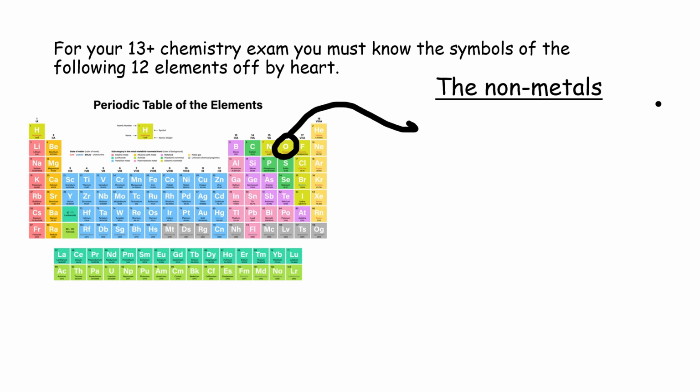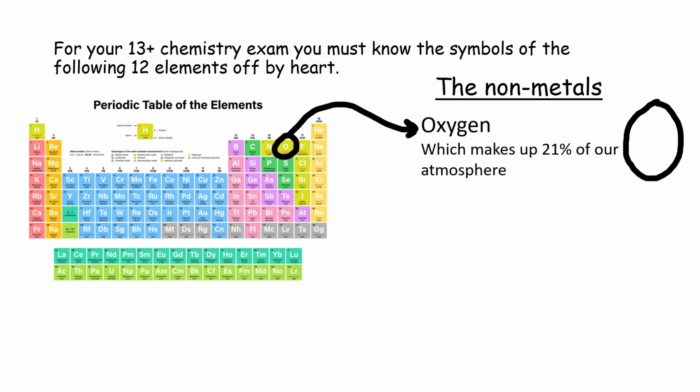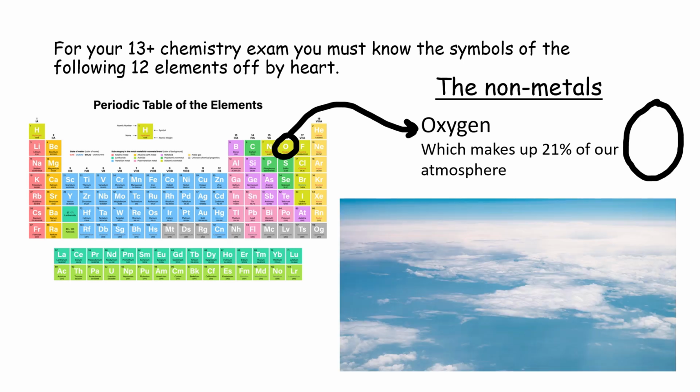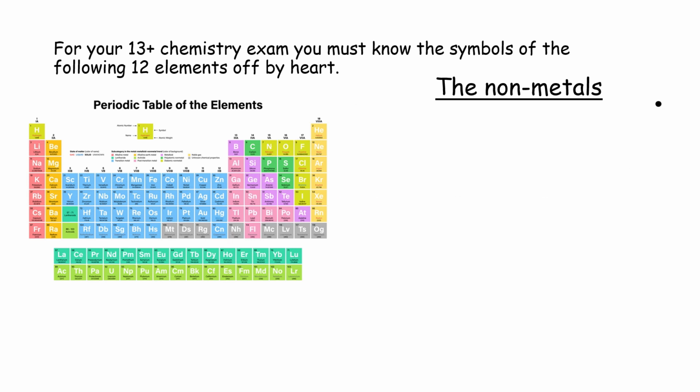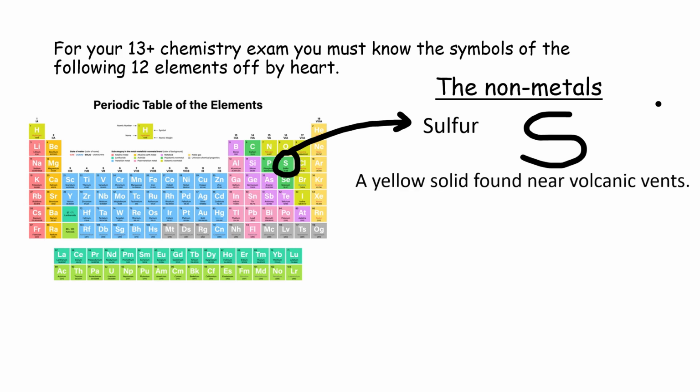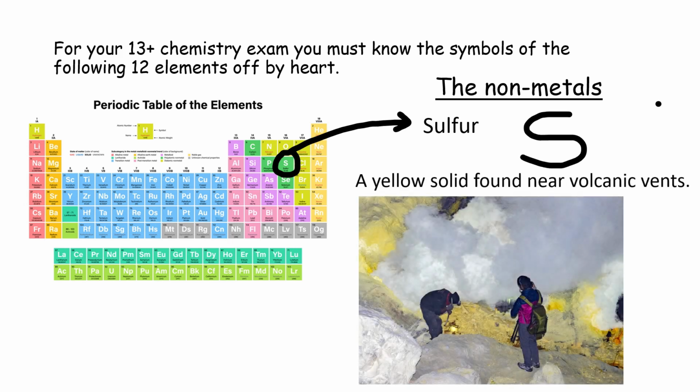Another gas in the atmosphere is represented by the symbol O, and this is oxygen. It makes up 21% of our atmosphere. Then we have the symbol S, which stands for sulfur. Sulfur is a yellow solid found near the volcanic vents. So you can see the yellow solid here around the crater of this volcano.